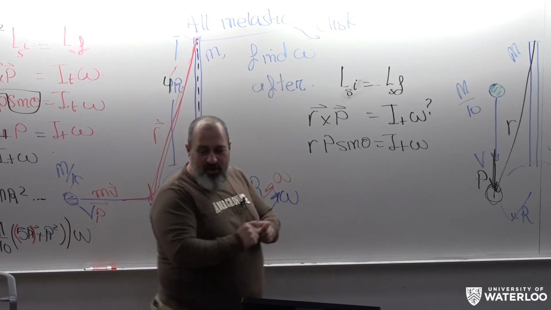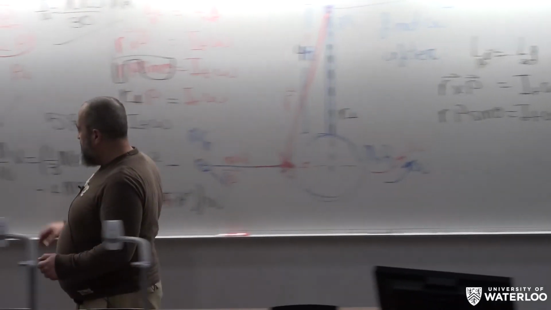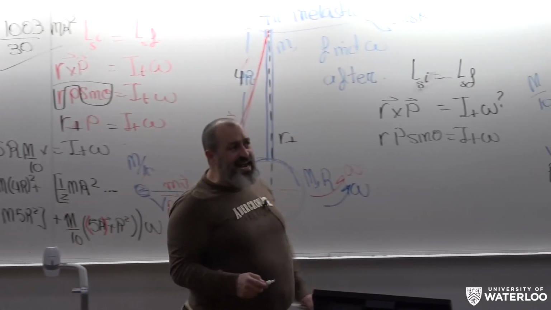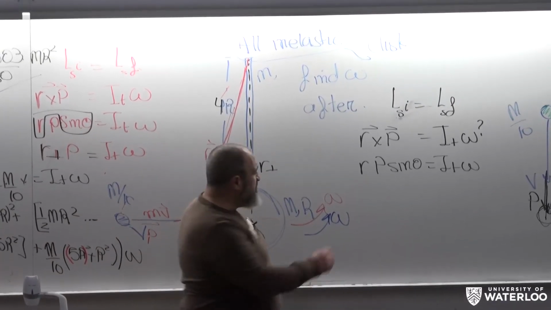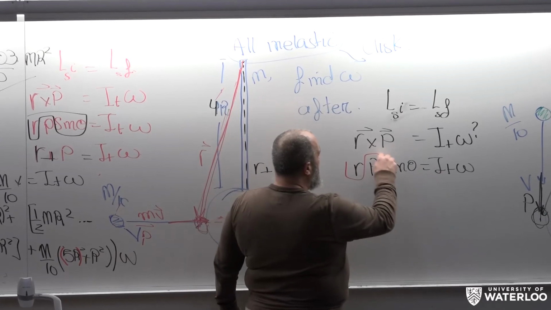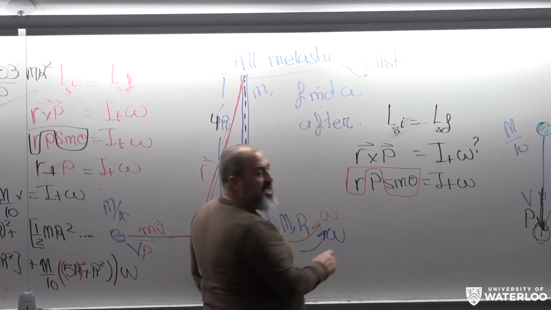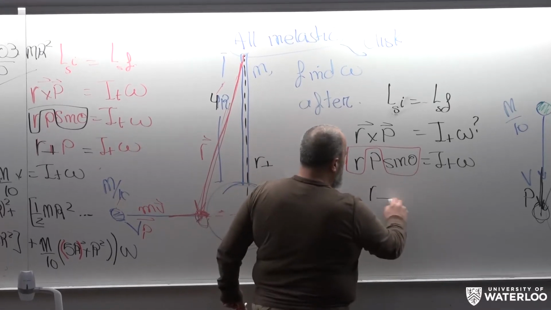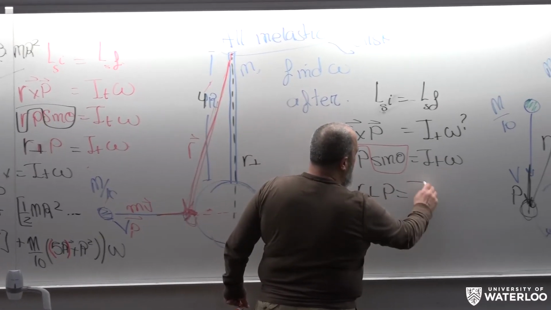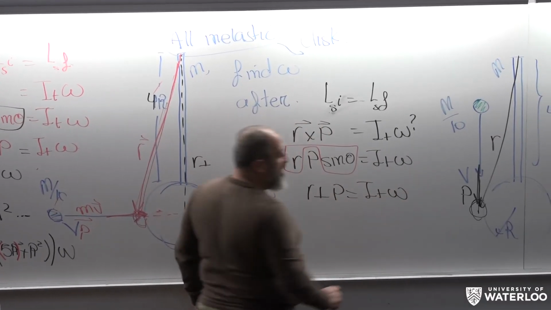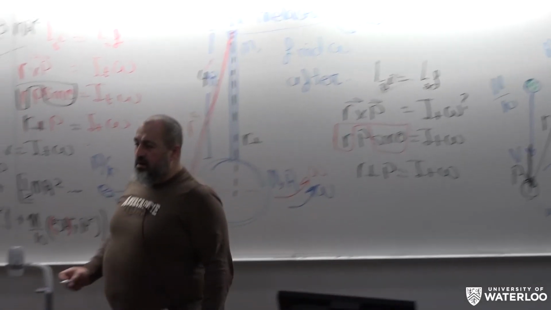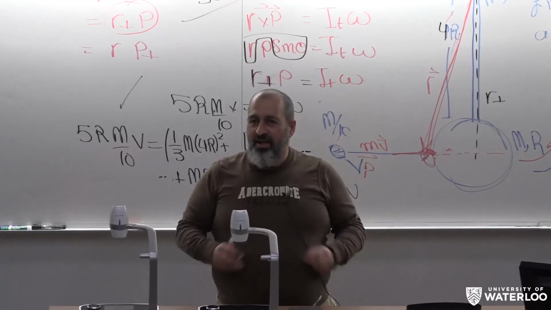Okay, so again, using our gift for spotting perpendicular distances, this becomes what? R sine theta is, again, same trick, R perpendicular times P equal to I total omega. And Kareem, what is R perpendicular?